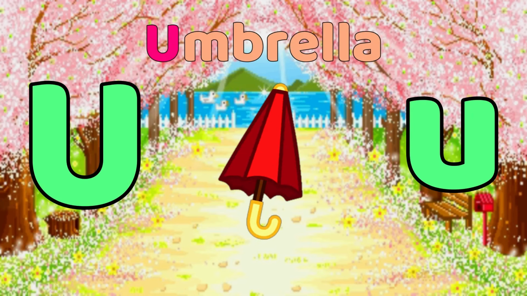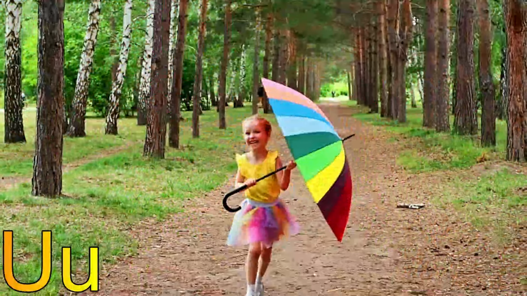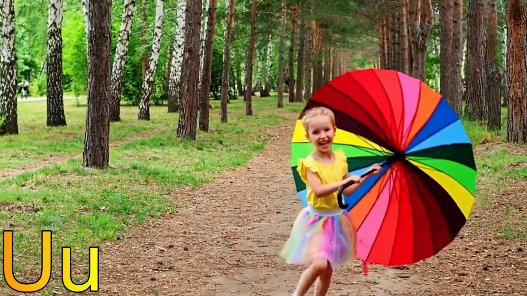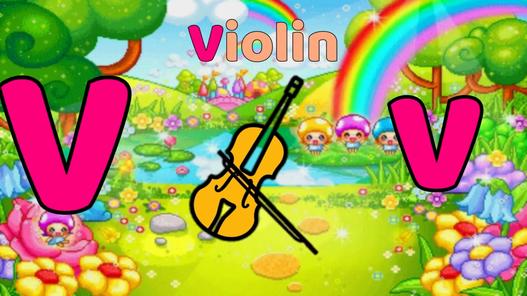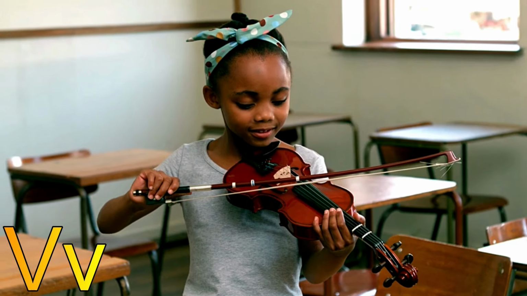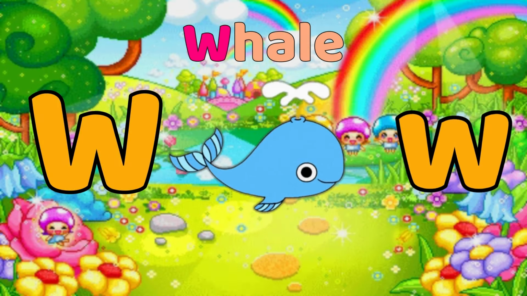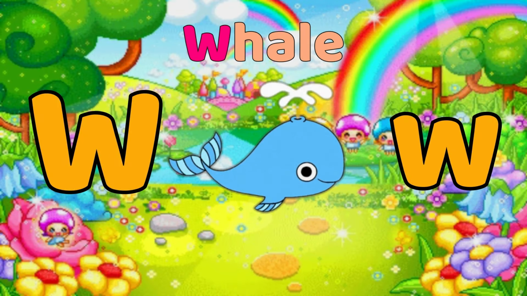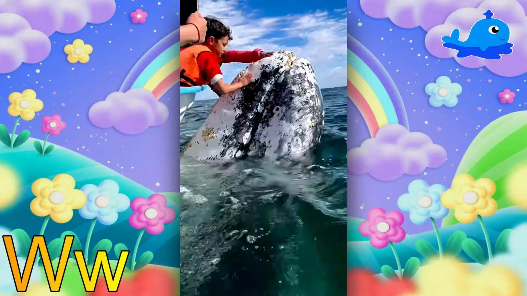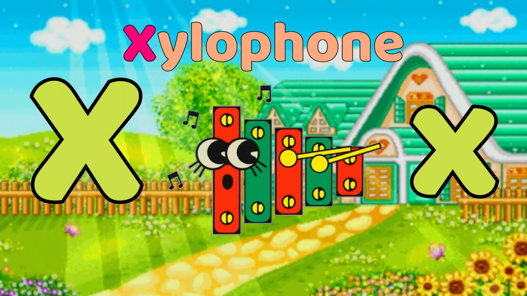U is for umbrella. U, umbrella. V is for violin. V, violin. W is for whale. W, whale. X is for xylophone.